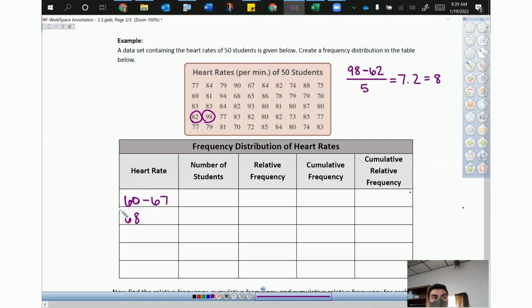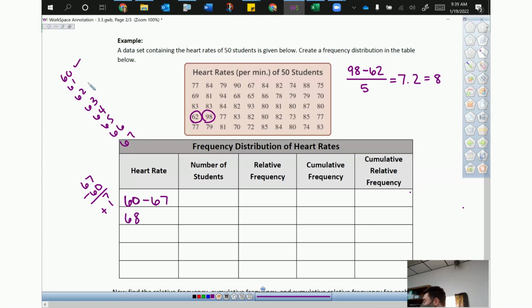If you want to know what is my class width here, you would take 67 minus 60 and you'd get 7, but you actually have to add 1, and here's why. Because it includes 60. That means you have heart rates of 60, 61, 62, 63, 64, 65, 66, and 67 in that class.